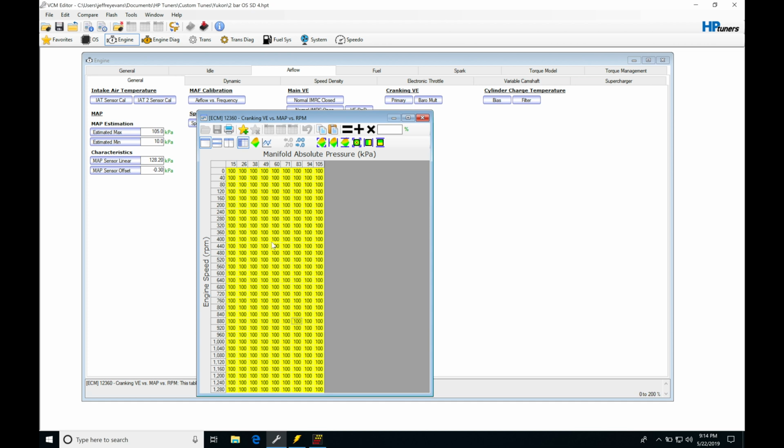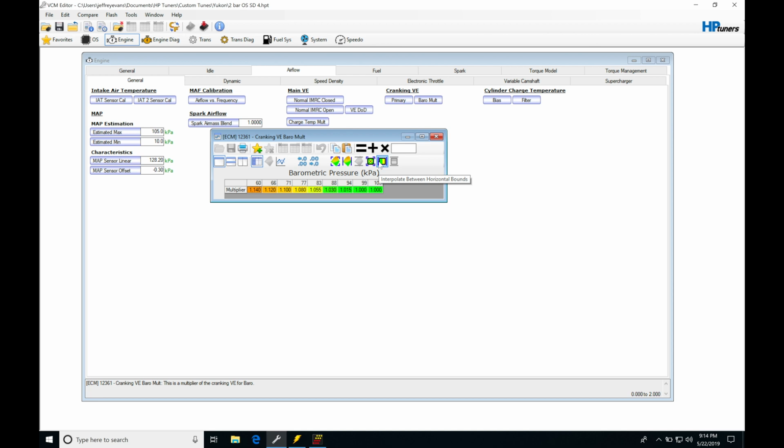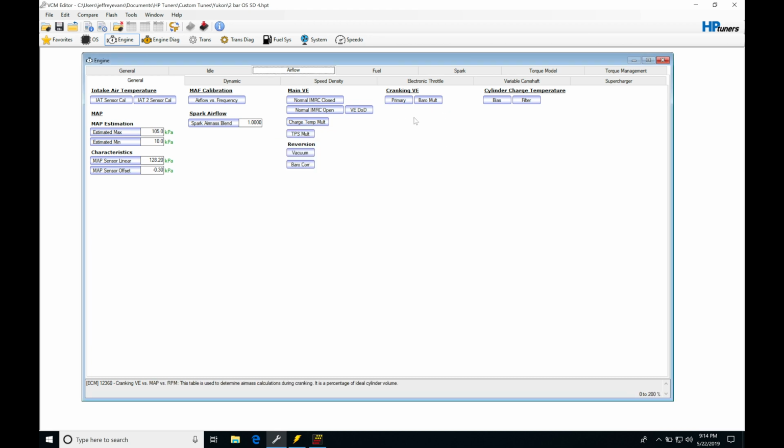If we take a look at our basic equation, fuel mass is equal to air mass divided by our desired air fuel. This table represents the air mass portion of that equation, where the numbers come from the air mass registration. Let's close this. We also have a barro multiplier, so if we go up or down in elevation, it has a multiplying effect on our cranking trim. So again, this is the air mass portion of our cranking fuel.